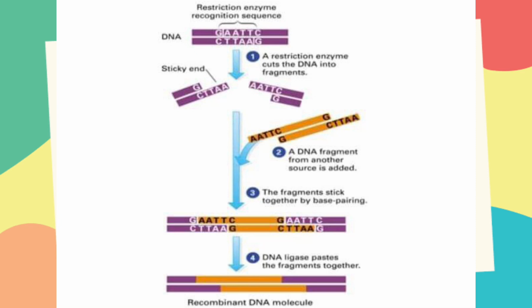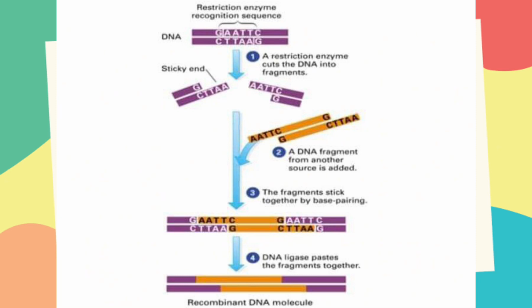It functions by catalyzing the formation of phosphodiester bonds between adjacent nucleotides in the sugar phosphate backbone of DNA. Here's how the process works. First, DNA ends with compatible overhangs. The DNA fragments to be joined usually have ends that are either blunt or have compatible overhang sticky ends. These ends are created by restriction enzymes during the DNA cleavage process.